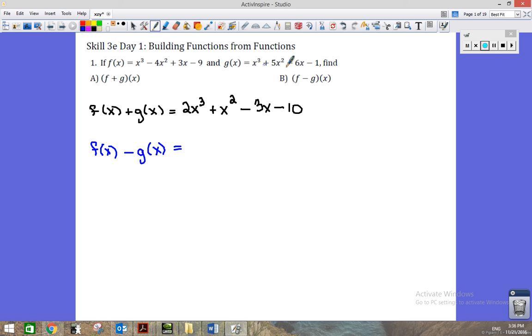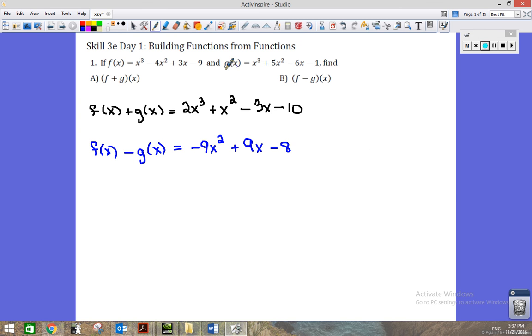we're subtracting all of g. So when we have x cubed minus x cubed, they cancel. When we have negative 4x squared minus 5x squared, that's minus 9x squared. We've got 3x minus a negative 6. Well, subtracting the negative 6x is like adding 6x. So we'll have 9x. And then we've got negative 9 minus a negative 1, which is the same as negative 9 plus 1. And that's minus 8 if I haven't made a silly error.